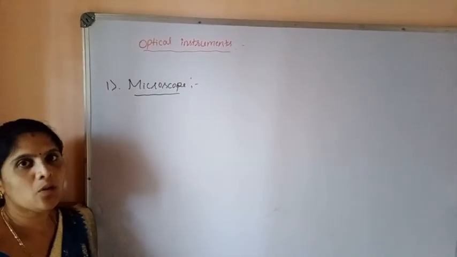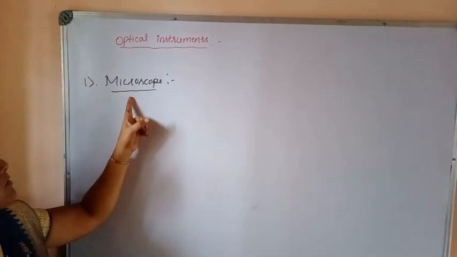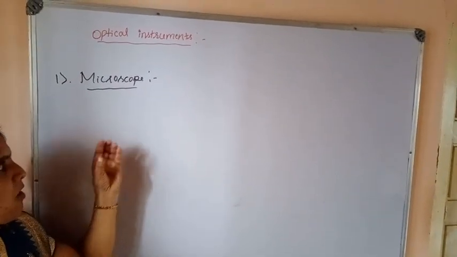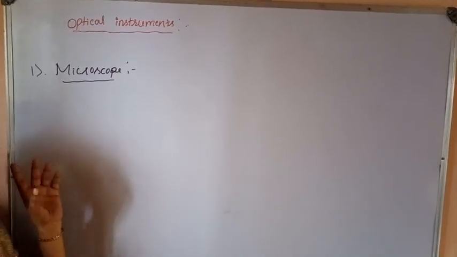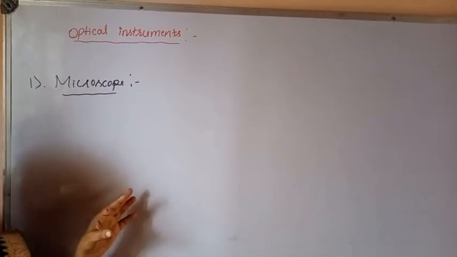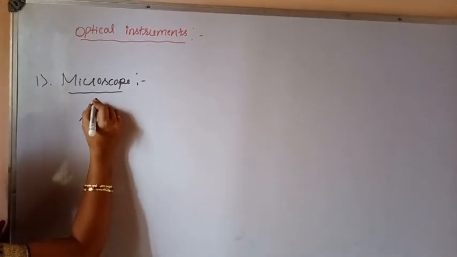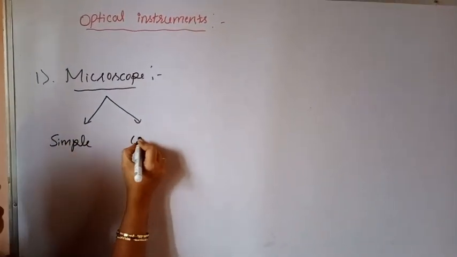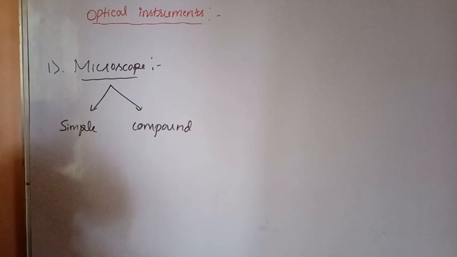So what is a microscope? A microscope is an optical instrument used to see very small objects which cannot be seen by the naked eye. There are two types of microscope: the simple microscope and the compound microscope.